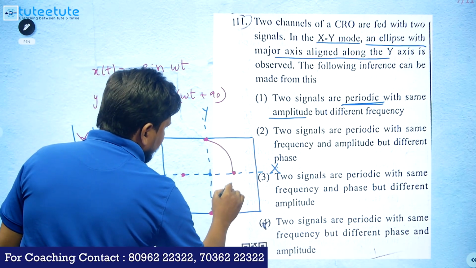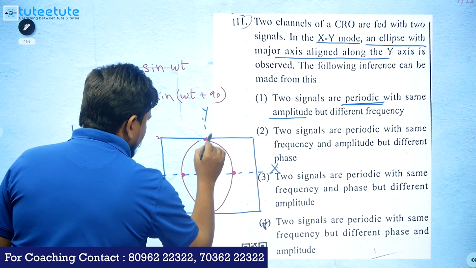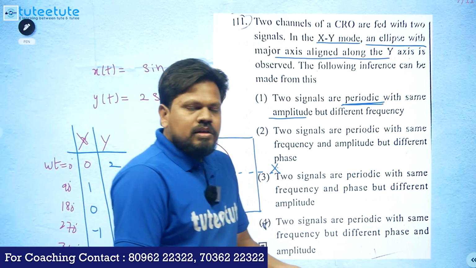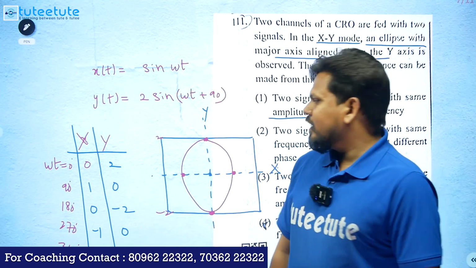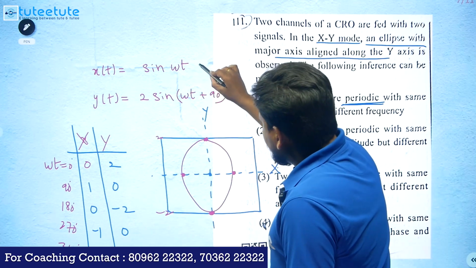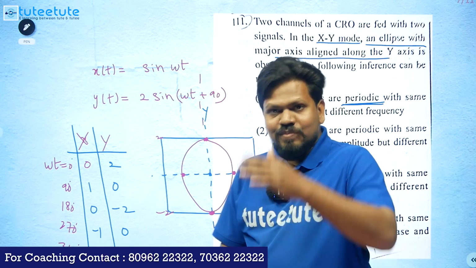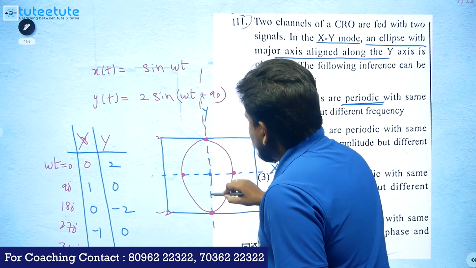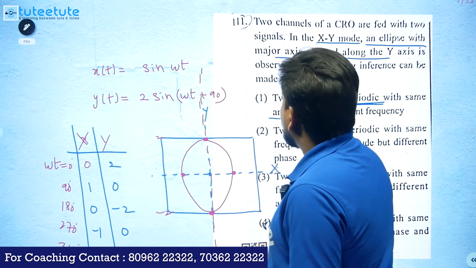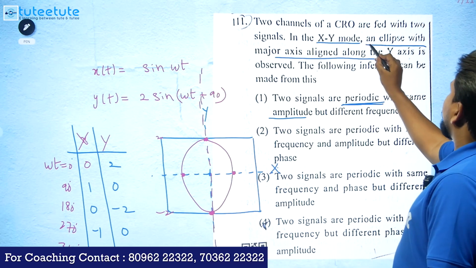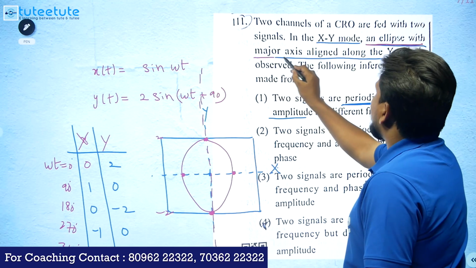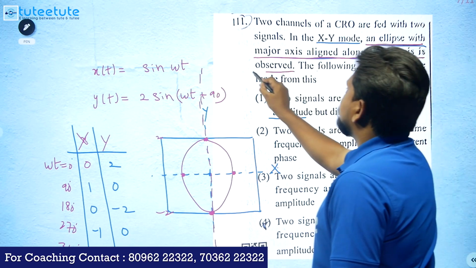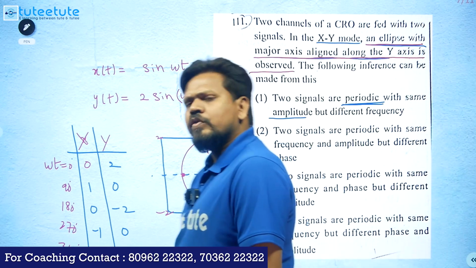So the Lissajous figure will be like this. See what we got. This is not a circle, this is an ellipse. Where is the major axis? The major axis is wherever the bigger axis is inside the ellipse. So this is the major axis. See, that is satisfying: an ellipse with major axis aligned along the y-axis is observed. We have already observed this one.